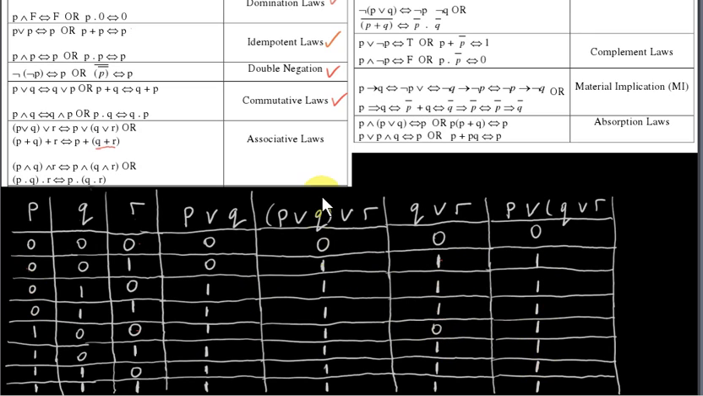Notice that this column is the same as this column. These are logically equivalent. So that proves the associative law for the OR operator. Similarly, you can prove it's true for the AND operator, which I won't bother doing.